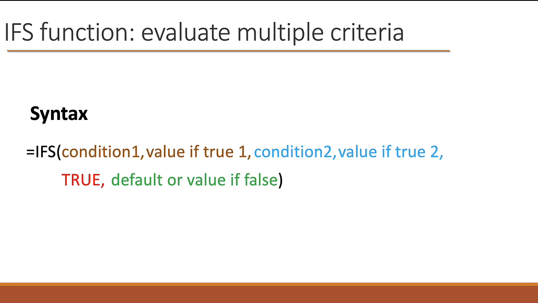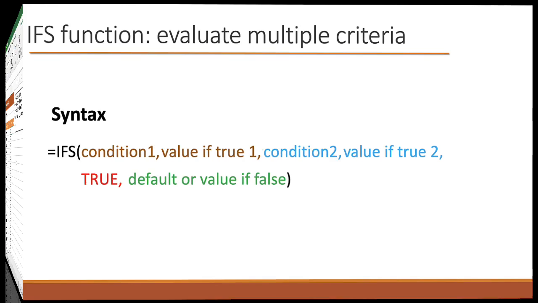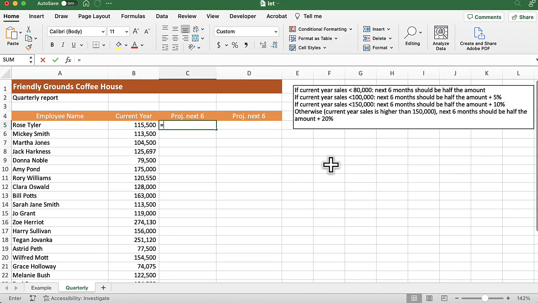When you're done with that, you put in the keyword true. Don't ask why, you just have to do it. And then finally, if none of these conditions evaluate to true, you have a default value, or call it a value if false. So I'm going to say equals IFS. Open up the parenthesis, and there's that B5.